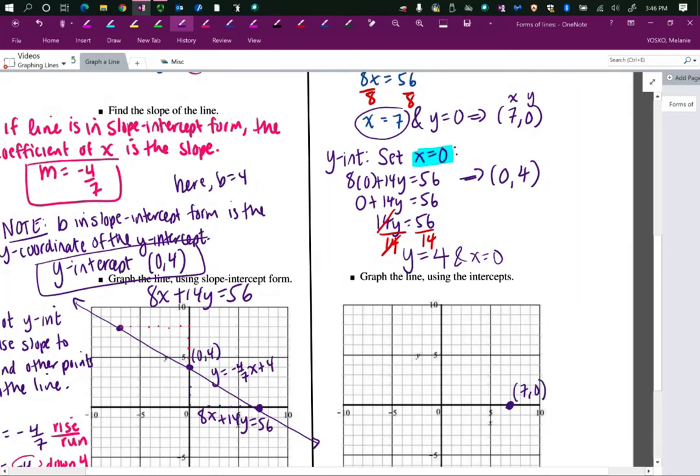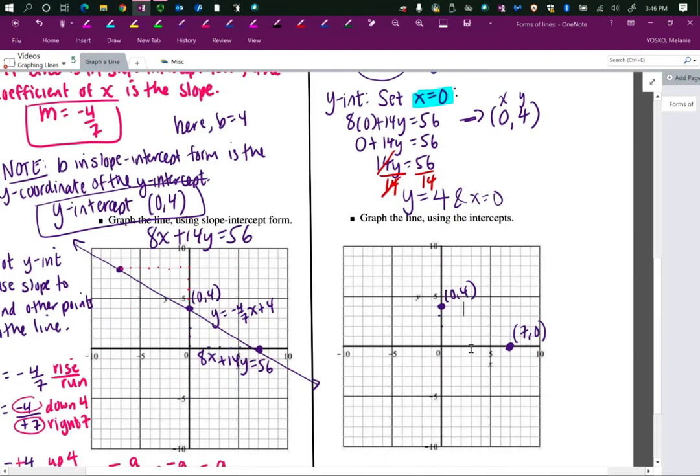Let's plot the y-intercept. Coordinates are 0, 4. So x, y, x is 0, which means I'm on this axis, right? I don't go to the right, I don't go to the left. And then the y value says go up 4. 1, 2, 3, 4. So 0, 4. And I can plot this with a straight line. Again, 2 points are the minimum I need to draw a line.